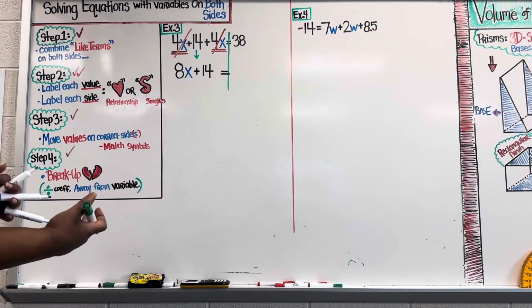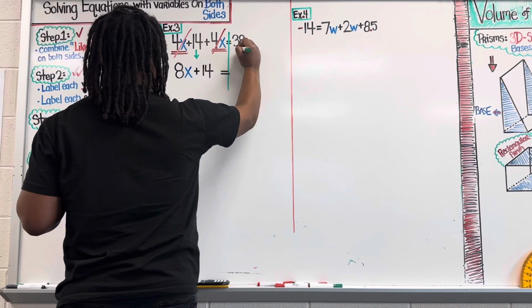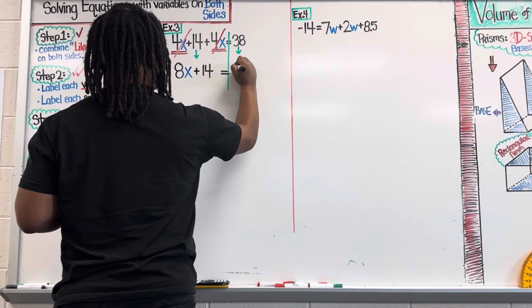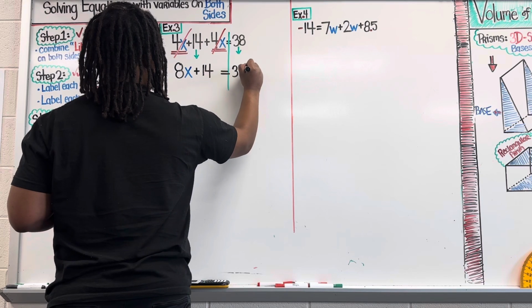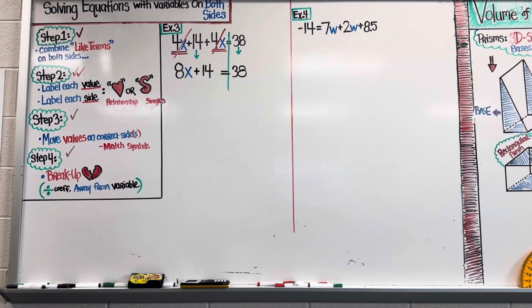And then on the right side, the only value that I have is 38, my bad. So all we're going to do is bring down 38. Now, ladies and gentlemen, we're going to move into step 2.